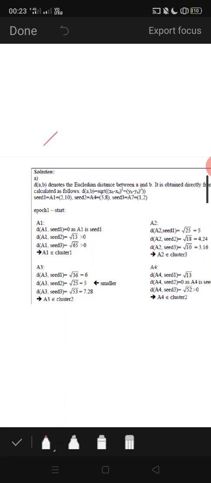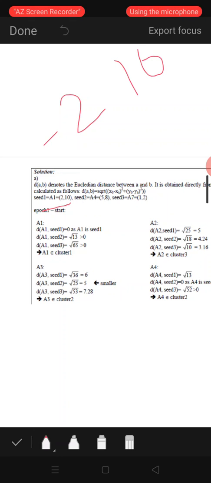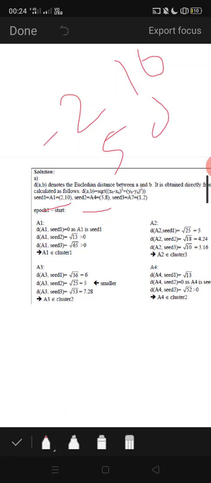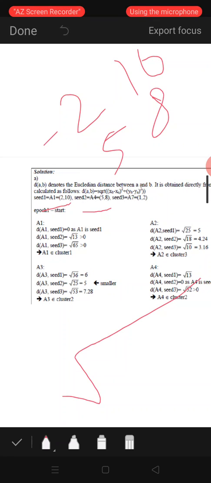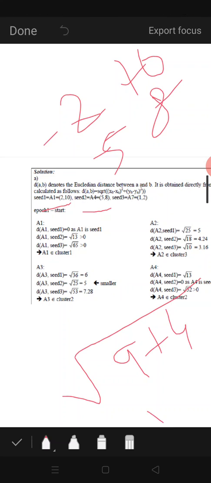Here seed 1 is what? I'll solve the problem here also. Seed 1 is A1, nothing but A1. So A1 to A1 distance is 0. This is general knowledge actually. If A1 is the leader, then no need to calculate, but anyway, he has calculated. Next, A1 to C2, what is the distance? A1 is (2,10). C2 is (5,8). Square root of: 5 minus 2 is 3, 3 squared is 9; 10 minus 8 is 2, 2 squared is 4. Square root of 9 plus 4 is 13. Square root of 13 is this answer.